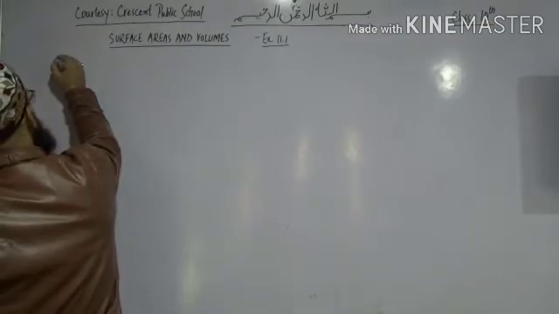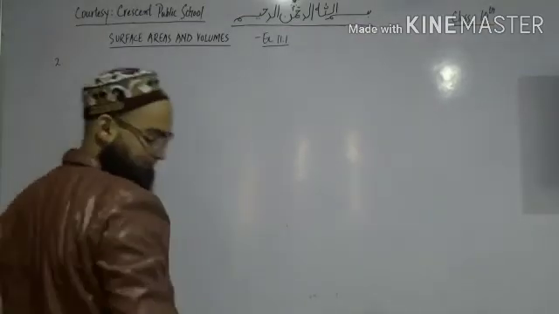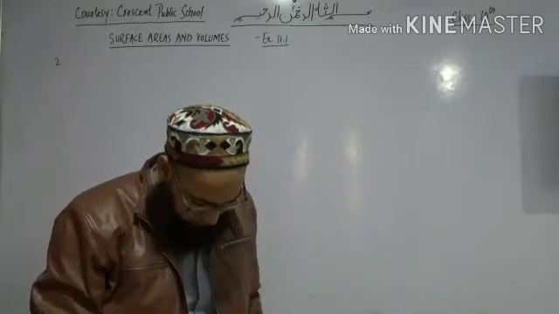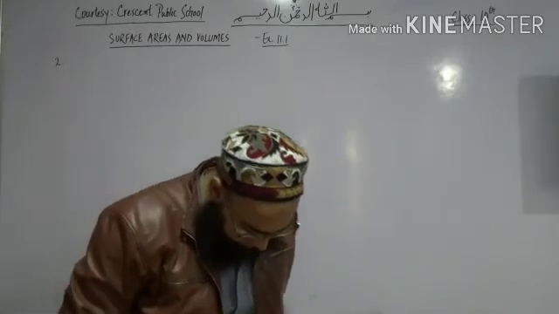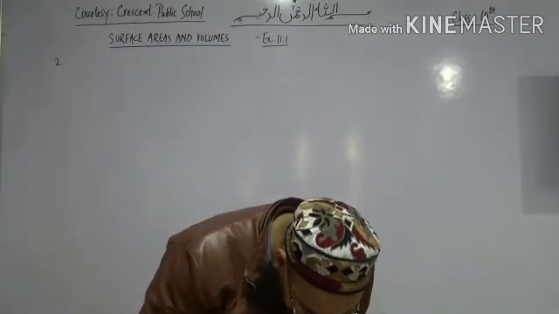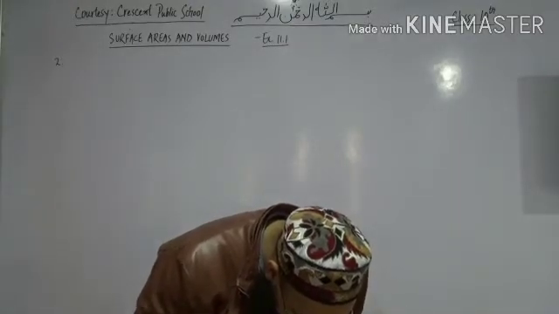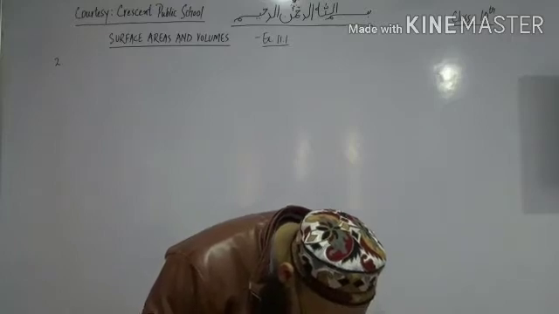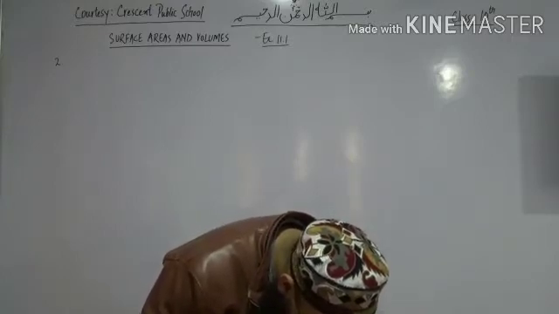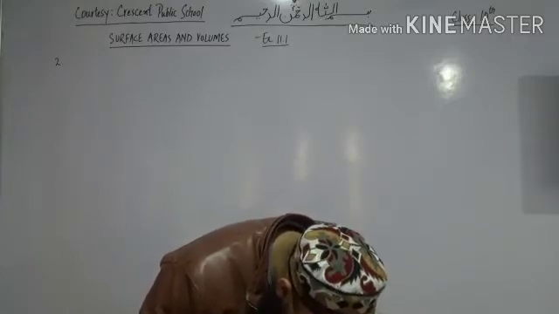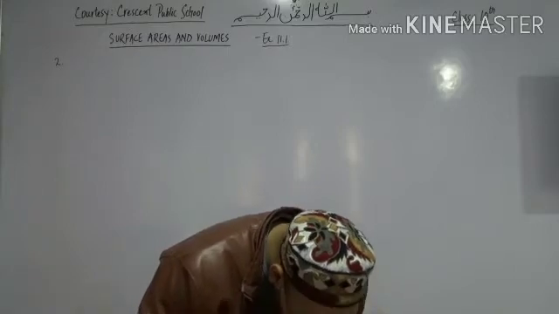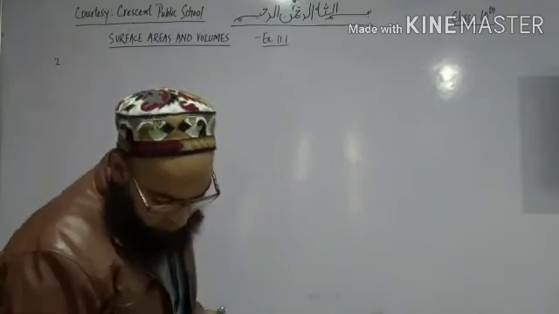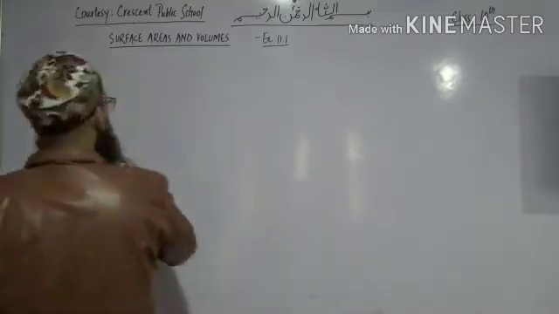Question number 2. It says a vessel is in the form of a hollow hemisphere mounted by a hollow cylinder. The diameter of the hemisphere is 14 cm and the total height of the vessel is 13 cm. Find the inner surface area of the vessel. Now, a vessel is in the form of a hollow hemisphere mounted by a hollow cylinder.